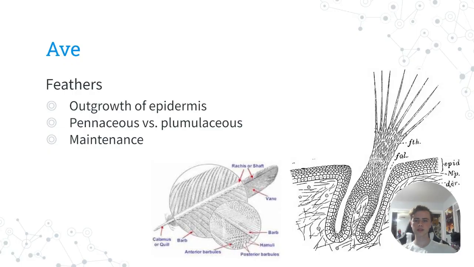Onto Ave, or birds. The evolution of the epidermis in Ave led to the formation of feathers. The feathers are an outgrowth of the epidermis. There are two types of feathers, pennaceous and plumulaceous. Pennaceous feathers have interlocking hooked barbs and are often stiff and flat, and can be found in birds' wings and tails. Those are like flight feathers. Then there are plumulaceous feathers, and they have barbs that are closely interlocked, and thus they look more fluffy. These feathers are generally used for insulation, and these can be called down feathers.